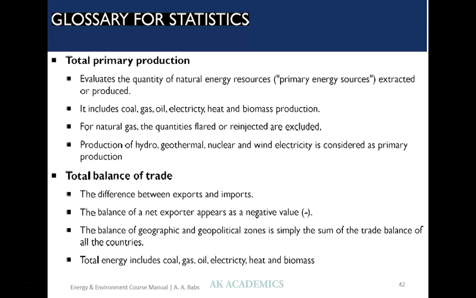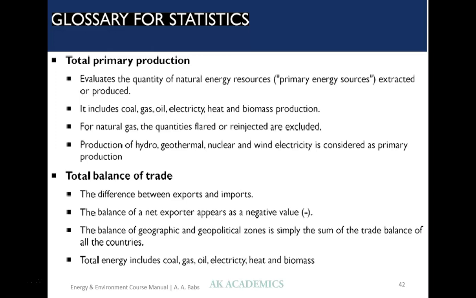Then when we talk about total balance of trade, it is the difference between the exports and imports. The balance of a net exporter appears as a negative value, while the balance of a net importer appears as a positive value. The balance of geographic and geopolitical zones is simply the sum of the trade balance of all the countries within that particular zone.